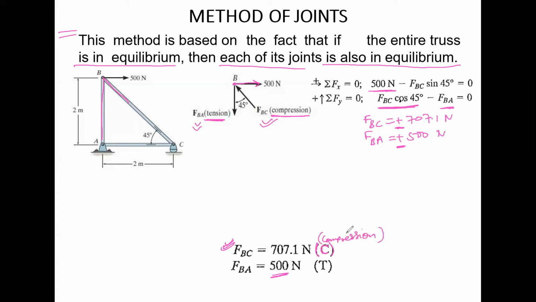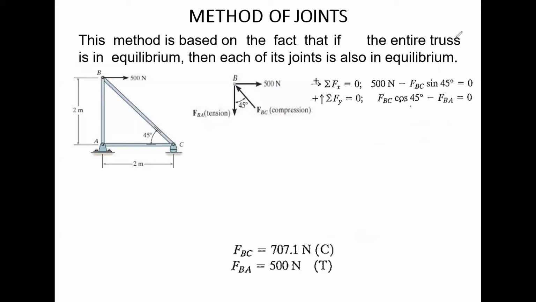This information is very important. If you miss writing this information, that means the nature of the force, then you will lose some marks. So please be cautious: if you solve any problem, then write the magnitude, unit, and also the nature of the force. If it is providing compression on the joint, then you write C, or if it is providing tension on the joint, then you write capital T or tension. Hope it is clear.